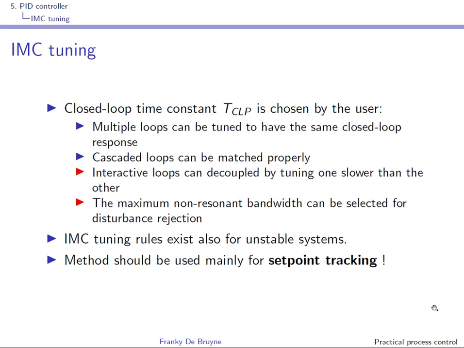Sometimes it is also interesting to know that two separate control loops have exactly the same closed loop time constant. For instance, in a combustion, it would be nice that the flow of fuel and the flow of oxygen have exactly the same dynamics, and you can ensure this by using IMC tuning and by setting two times the same closed loop time constant.